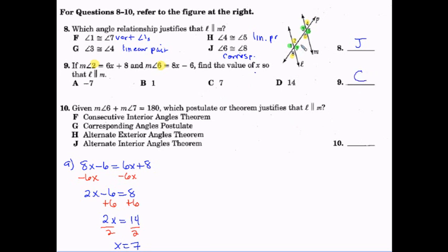Now, if I know that angle 6 and angle 7 add up to 180, what postulate or theorem tells me that L is parallel to M? These are consecutive interior angles. So that's the theorem that tells me that those two things are parallel.